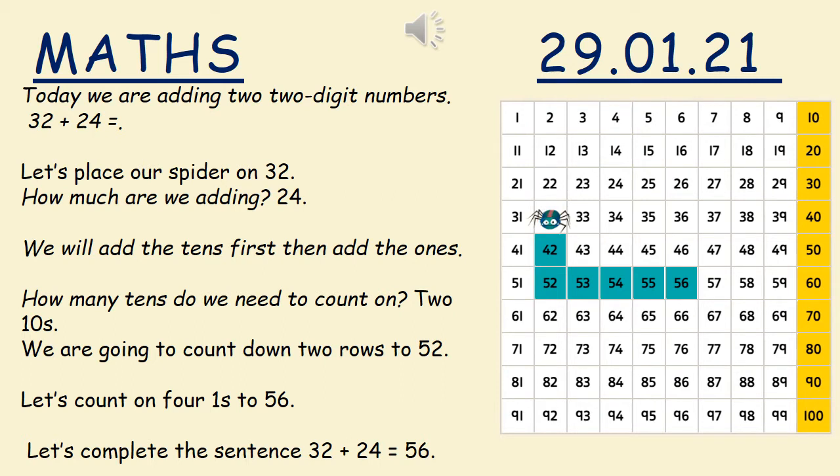2 tens. We are going to count down 2 rows to 52. Have a look at the 100 square. Now, let's count on 4 ones to 56. Okay, now let's complete the number sentence. 32 plus 24 equals 56.